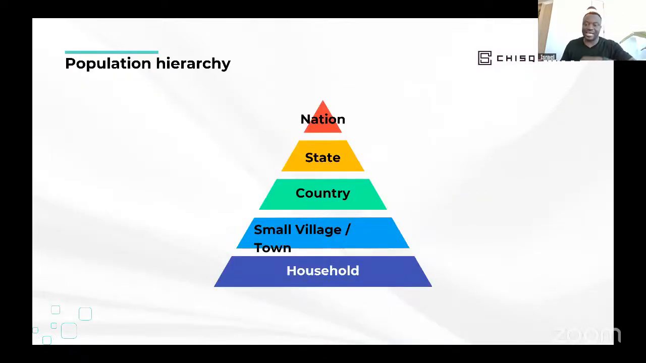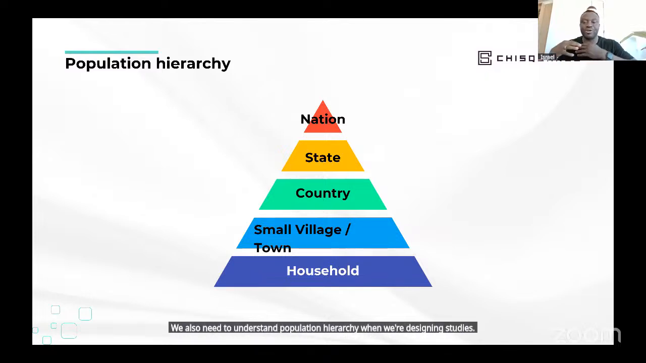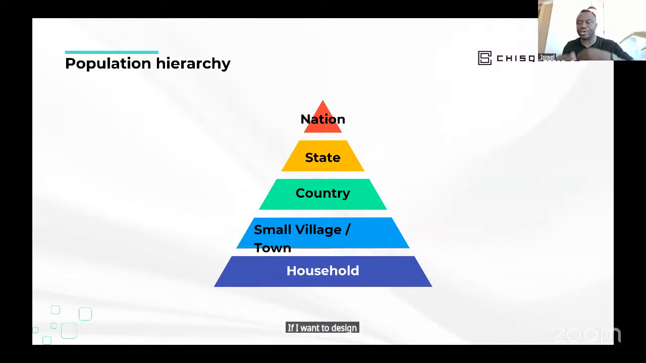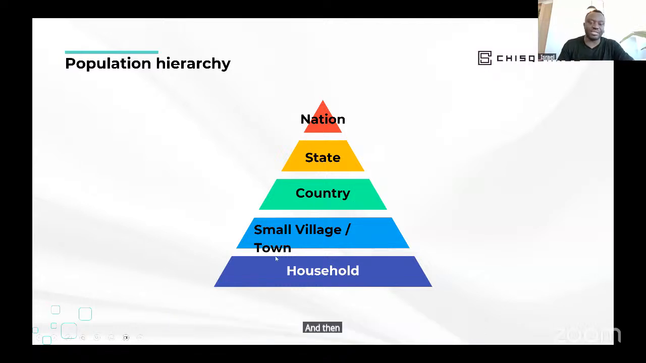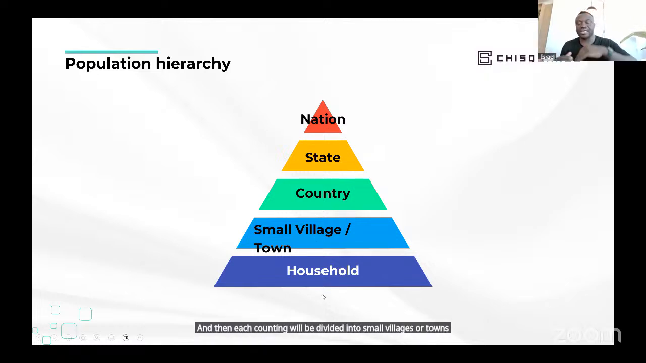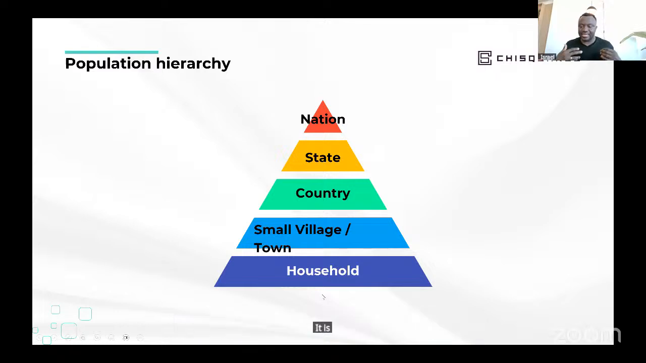We also need to understand population hierarchy when we're designing studies. If you're going to design a national study for a country, you really need to understand how the country is structured, right? The country may be divided into states, and then the states divided into counties. So this should be county, not country. And then each county may be divided into smaller villages or towns, and then you have households. It is your job as the survey design expert to understand that hierarchy.